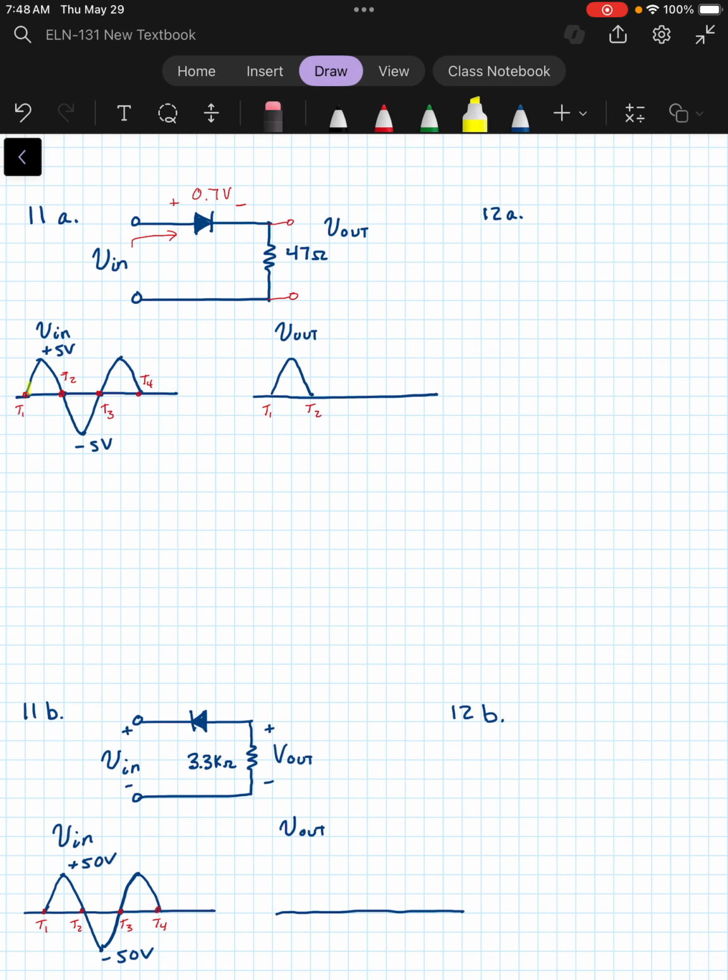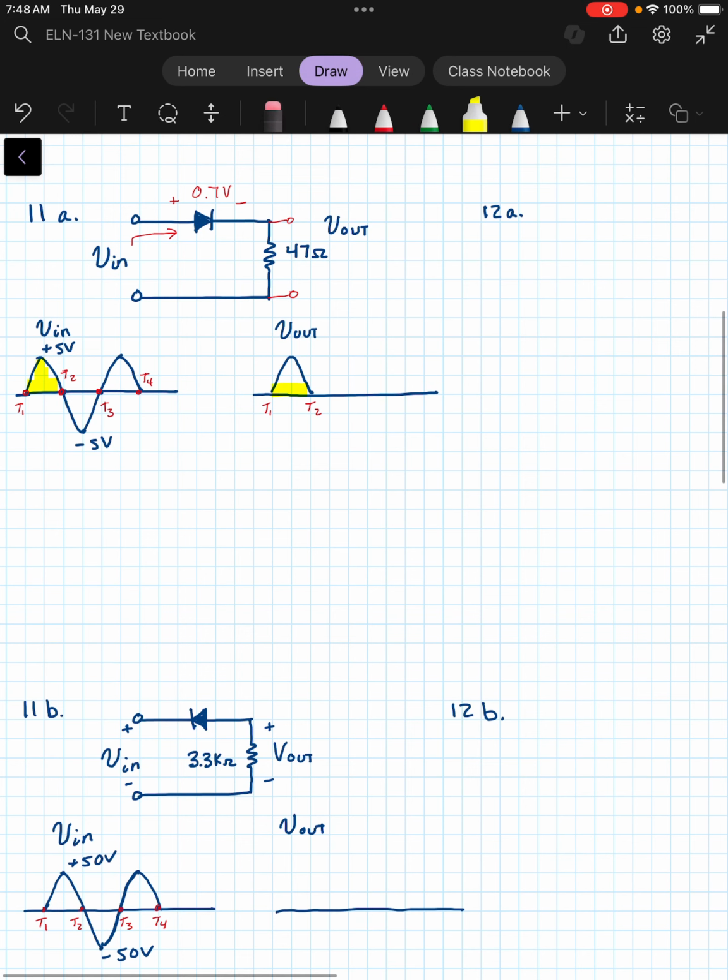We're actually going to see exactly what we have here on the output. And I say exactly with one minor change, and that is that our peak is going to be 5 volts minus that 0.7, because we're going to see that drop before we get to the output voltage, and that would be 4.3 volts.